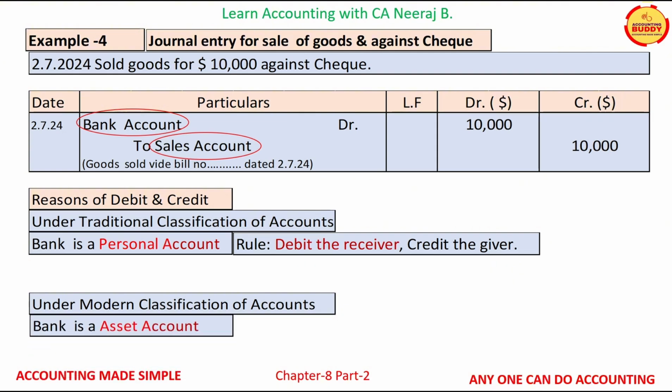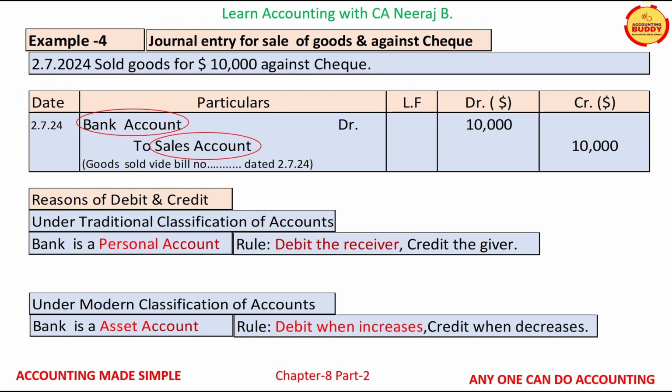Under modern classification of accounts, bank account is an asset account. Rules of asset account is debit when asset increases and credit when it decreases. In this transaction, bank balance is increasing, therefore bank account is debited. Second account of this transaction is sales account.